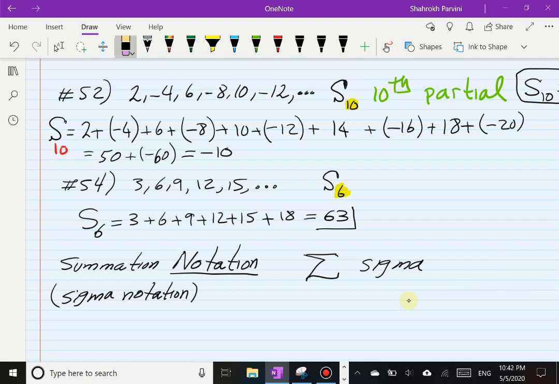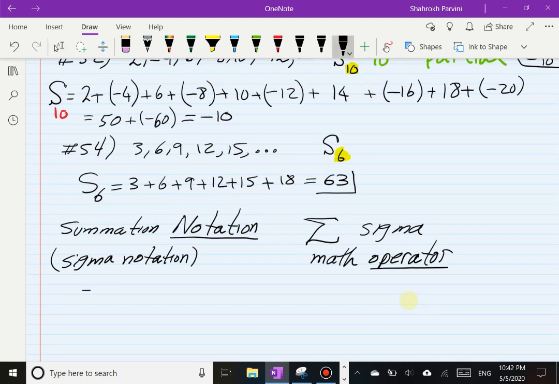Now, here's how this sigma works. Sigma is what we call a math operator. So if it's an operator, what exactly does it operate on? It operates on the expression that lies in front of it. Okay. So here's how this works. Let me make up an example here. Okay.